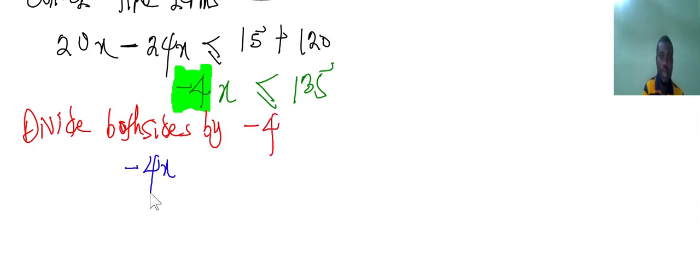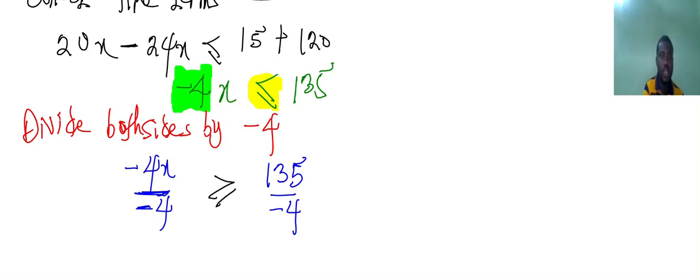We have minus 4x divided by minus 4. Remember, inequality sign changes since we are dividing both sides by a negative number. So the inequality sign, which was less than or equals to, we change to greater than or equals to. Let's take note of that, very important, since we are dividing both sides with a negative number. Okay, so minus 4 cancels minus 4.